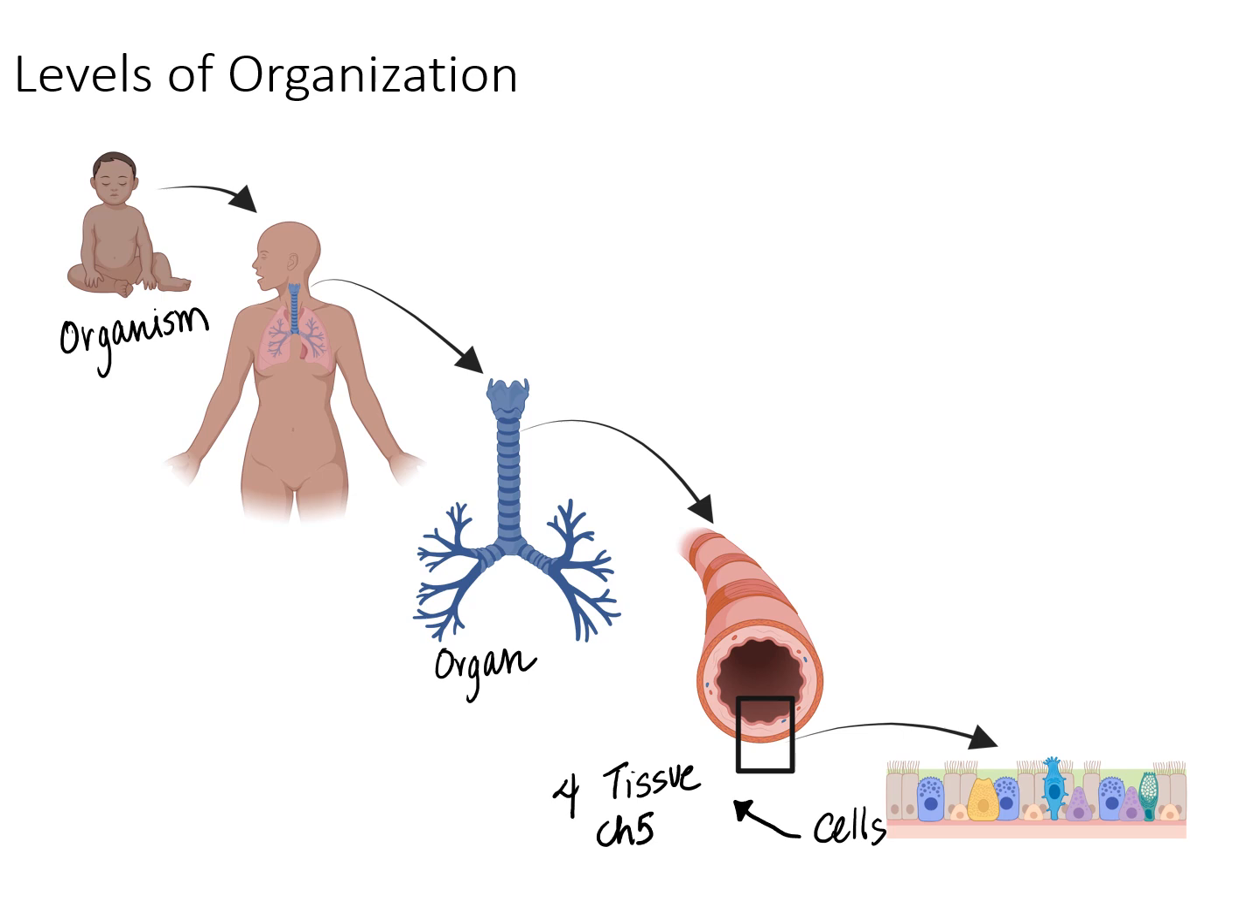Now, when 2 tissues work together, like some smooth muscle tissue and some other tissue that's secreting mucus, when those 2 tissues work together, we end up with an organ. When 2 organs work together, we end up with an organ system. When 2 or more organ systems work together, we end up with an organism. So each level of organization involves 2 components from the level below it.